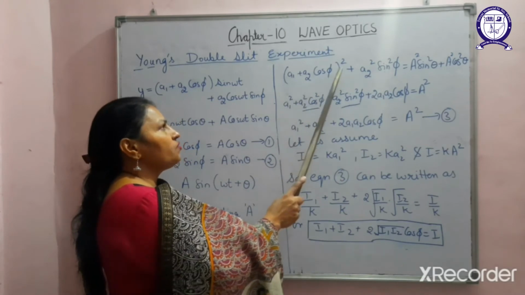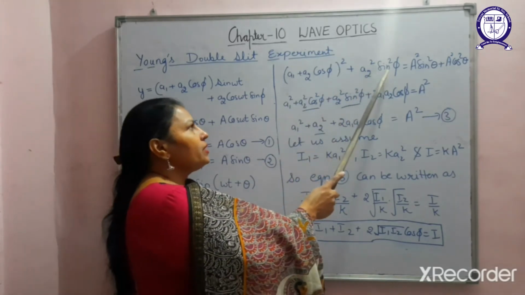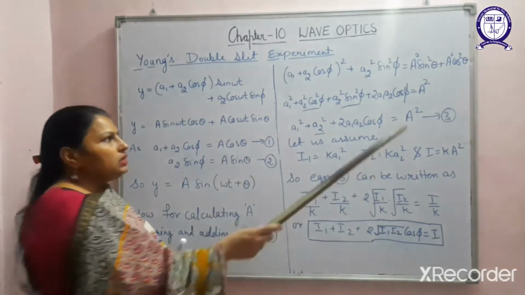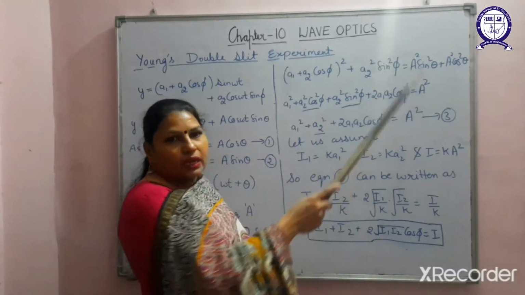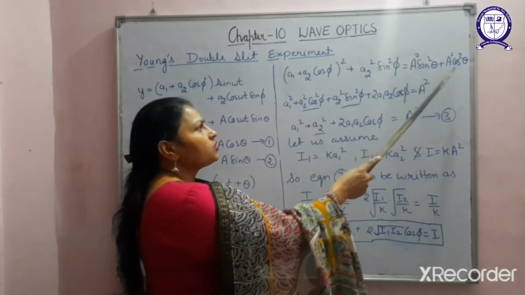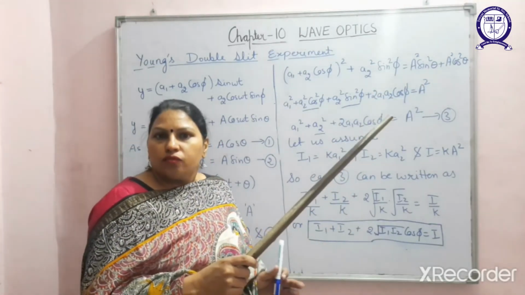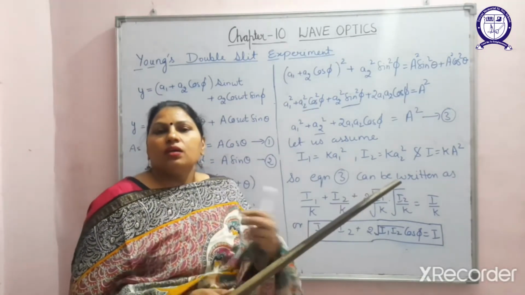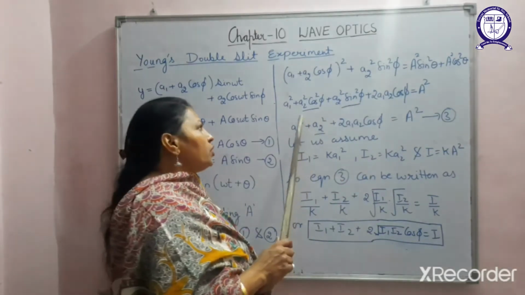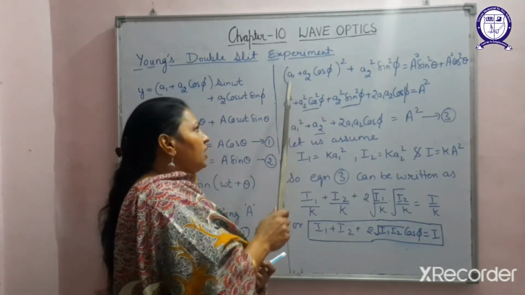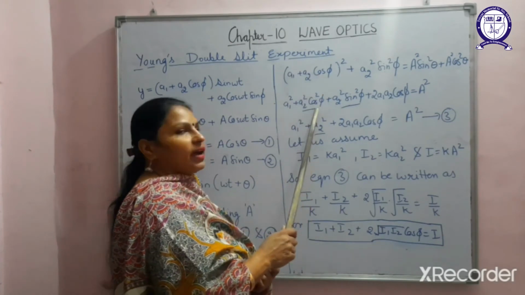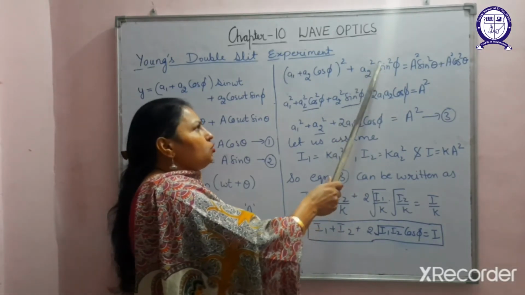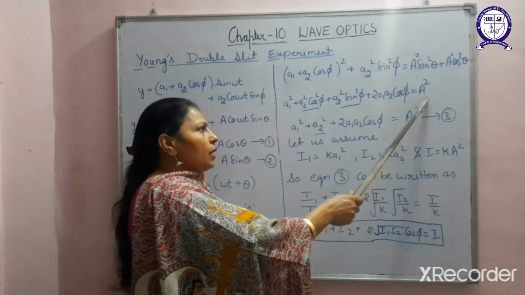So (a1 + a2 cos phi) whole square plus a2 square sin square phi should be equal to A square cos square theta plus A square sin square theta. Here you can see that A square can be taken common, and we have sin square theta plus cos square theta, which is nothing but 1. Now we use the identity for (a + b) whole square and open it out. We have a1 square plus a2 square cos square phi plus 2 a1 a2 cos phi plus a2 square sin square phi, which will be equal to capital A square.